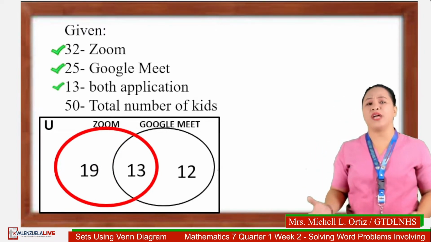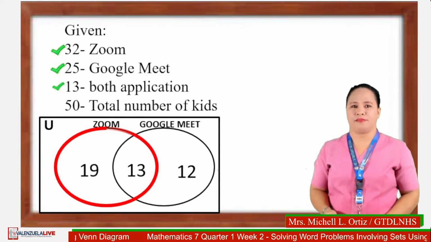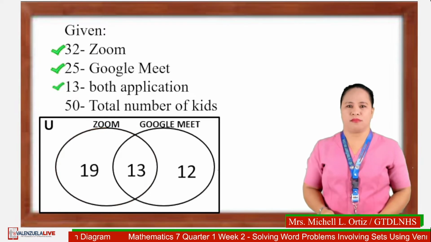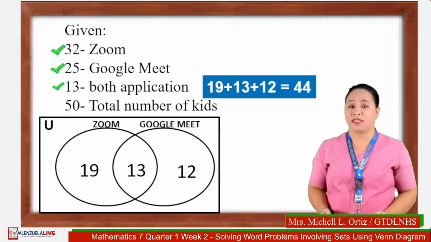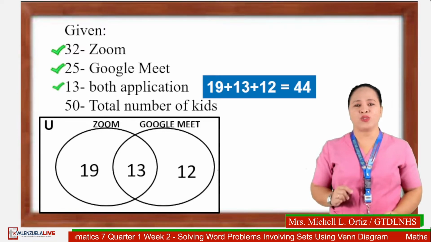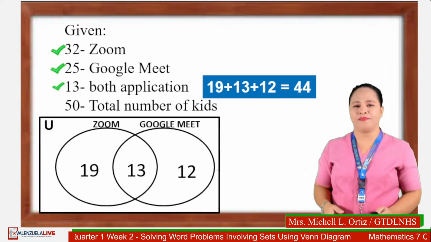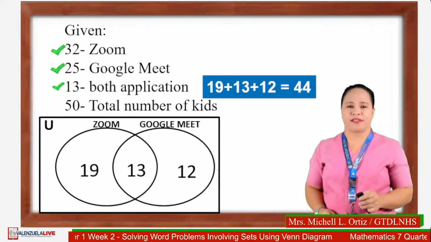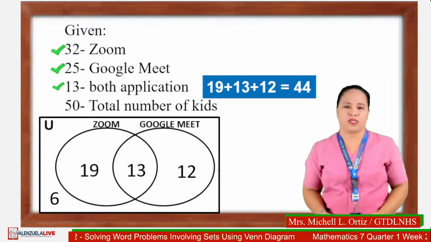Let's see if we have already satisfied the cardinality of the universal set. 19 plus 13 plus 12 is only 44. Meaning there are still 6 students who are missing. And where are we going to place them? Yes, that's correct. We are going to write them outside the region of the circles.